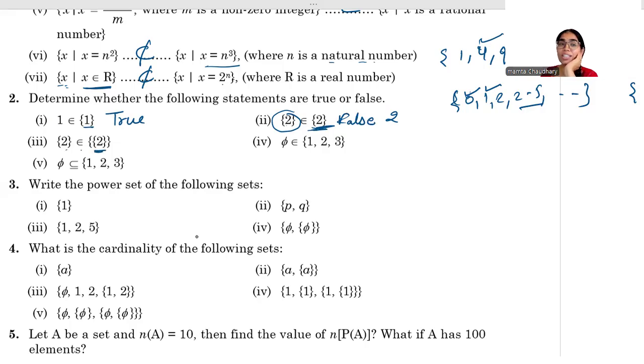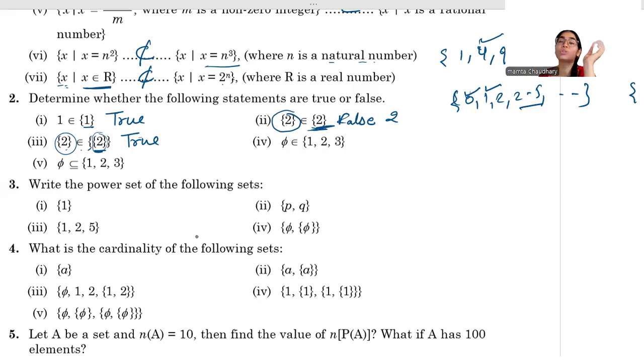Now set 2 belongs to the set of set 2. Yes, in this set, we have this element set 2, and this is also an element. Yes, it is true. Now fourth, 5 belongs to this set. Yes or no? No.